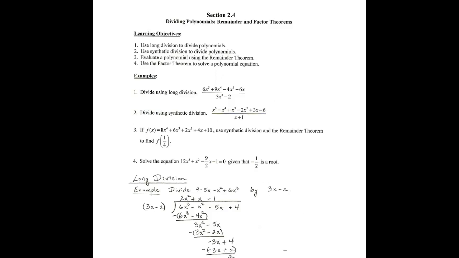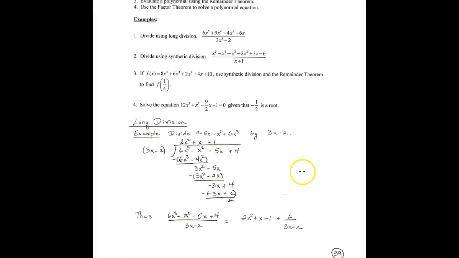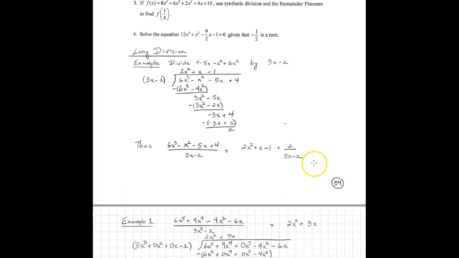This is section 2.4 of our precalculus class. In this section, we're going to be talking about dividing polynomials, which is using either long or synthetic division to divide some polynomials, and also get a reminder of what the remainder and factor theorems tell us. Okay, so we have some examples here we're going to go through, and we'll talk about long division first.